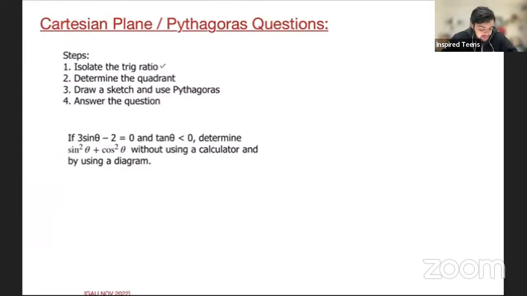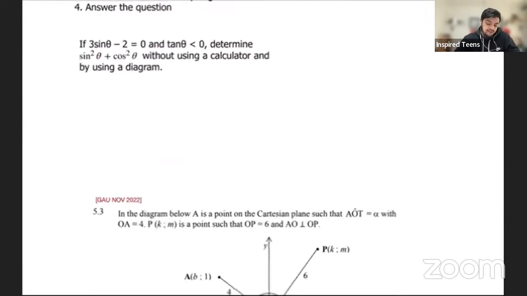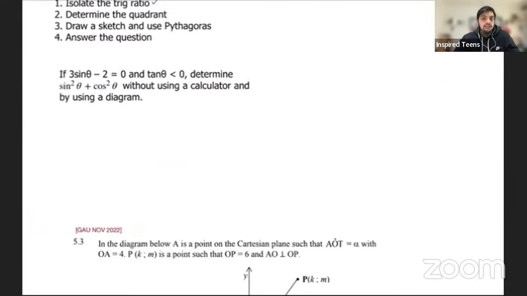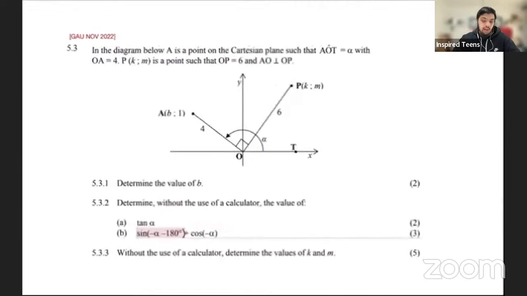The question says: if sine theta minus 2 is equal to 0 and tangent theta is less than 0, determine sine squared theta plus cos squared theta without using a calculator and by using a diagram. This is the type of question that we can solve. In the diagram below, A is a point on the Cartesian plane such that angle AOT is equal to alpha, with OA equal to 4, and P is a point such that OP is equal to 6 and OA is perpendicular to OP.